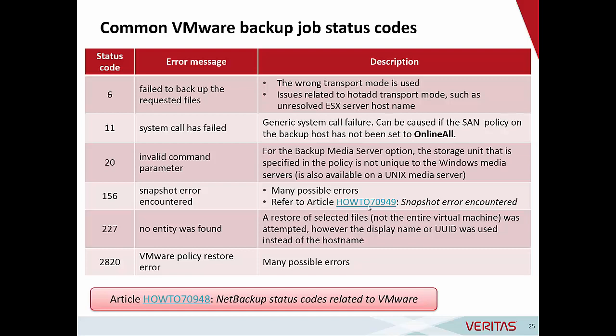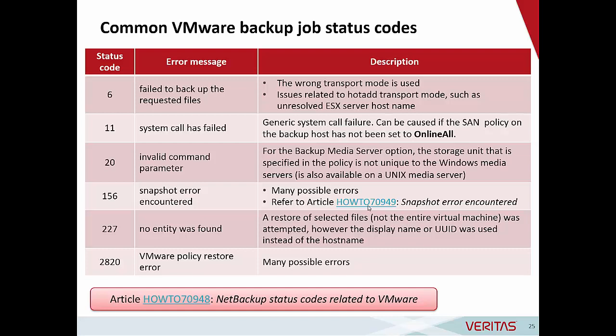Status code 11 is a system call has failed. This can happen if the SAN policy on the backup host has not been set to online all. That can happen sometimes due to VMware restores with a Windows 2008 backup host failing, which can sometimes cause all SAN LUNs to be presented to the backup host as read-only, which then causes write errors during restores and failed restores.